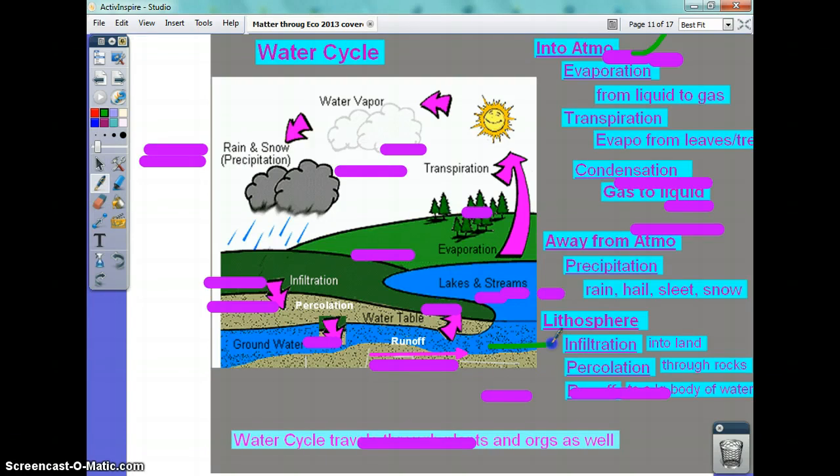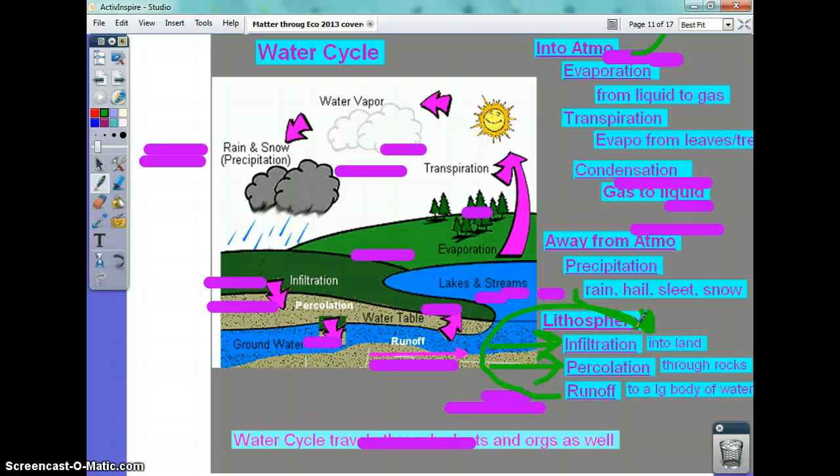So then it infiltrates into the land, percolates, kind of trickling through the rocks, and then it's going to go into a major body of water through what? Runoff. Now, I want you to know that runoff can occur right here. In other words, it can rain, fall on the geosphere, the lithosphere, and run off into a body of water without infiltrating and percolating. It's called surface runoff when it comes straight from land.